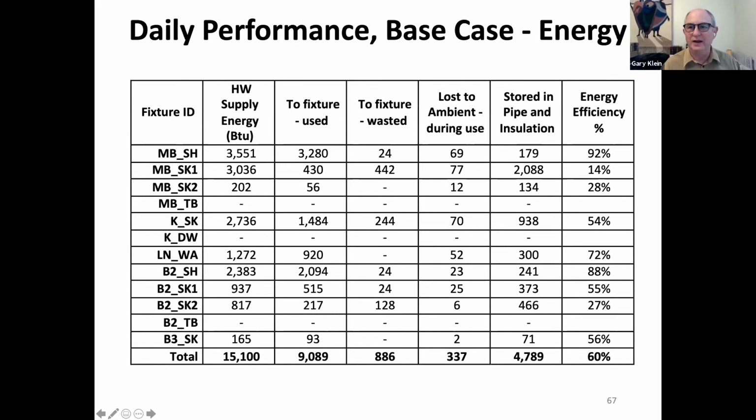Okay, and here is the average for the whole house for the whole day. And this is just showing you 1 day of performance. We did this for a whole year. That's how we did the mathematics.